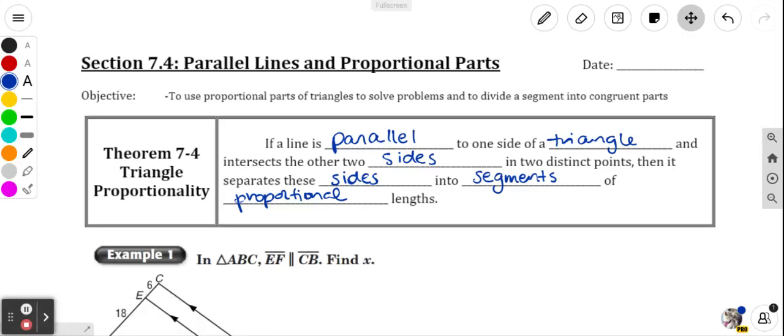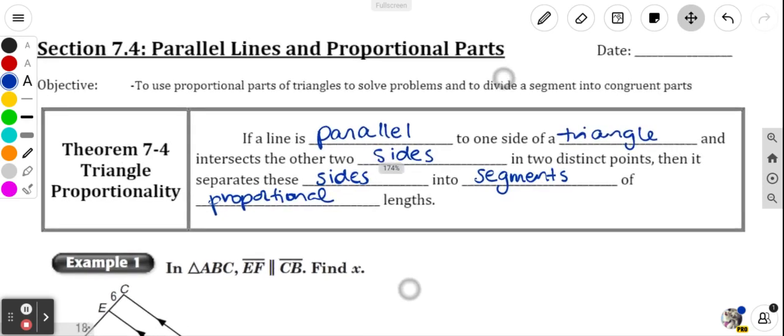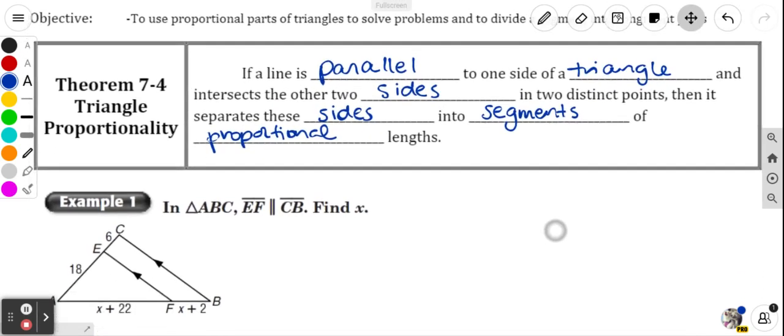Hey everyone. So this next lesson is on parallel lines and proportional parts. There are four different things we're going to talk about. Two of them are kind of the same, so I guess really three main rules we're going to talk about. The first one is called the triangle proportionality theorem.